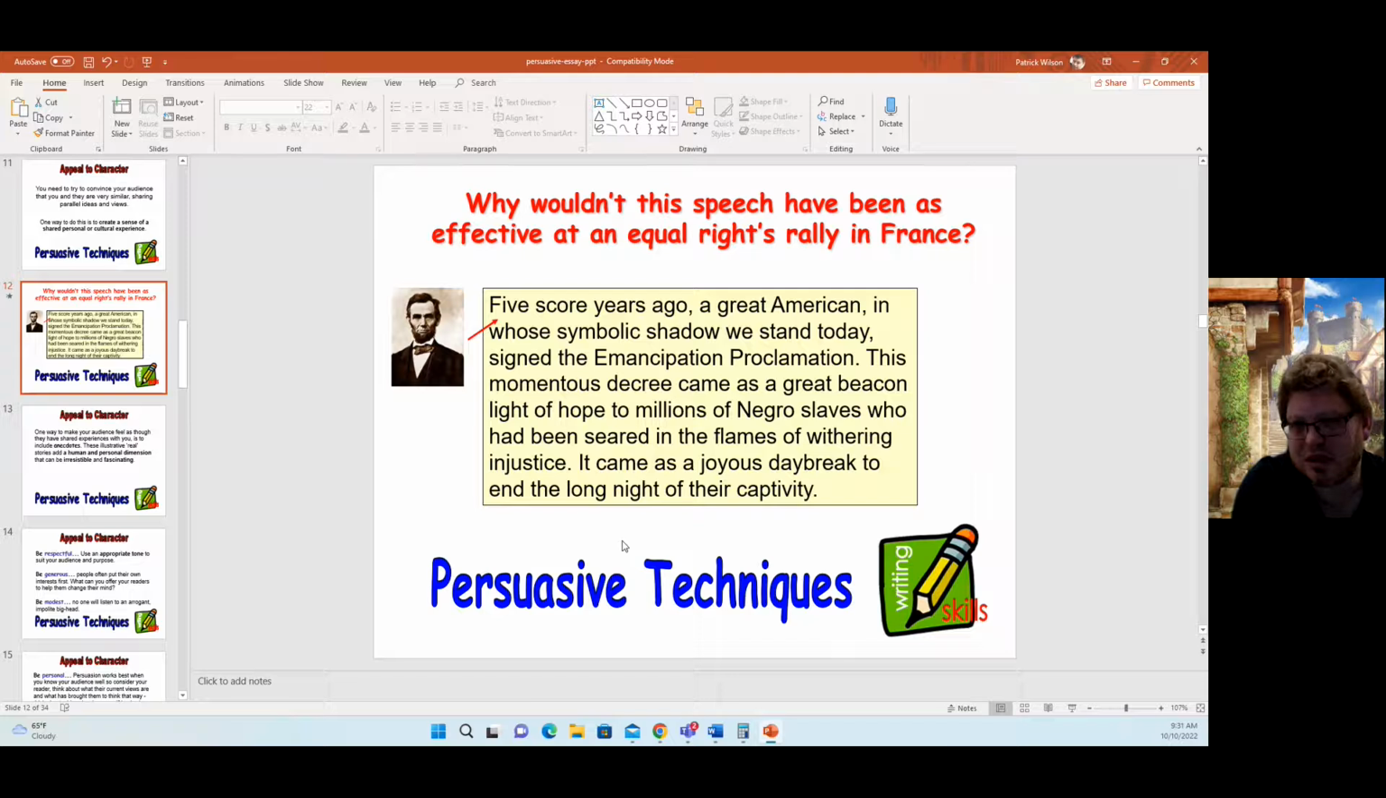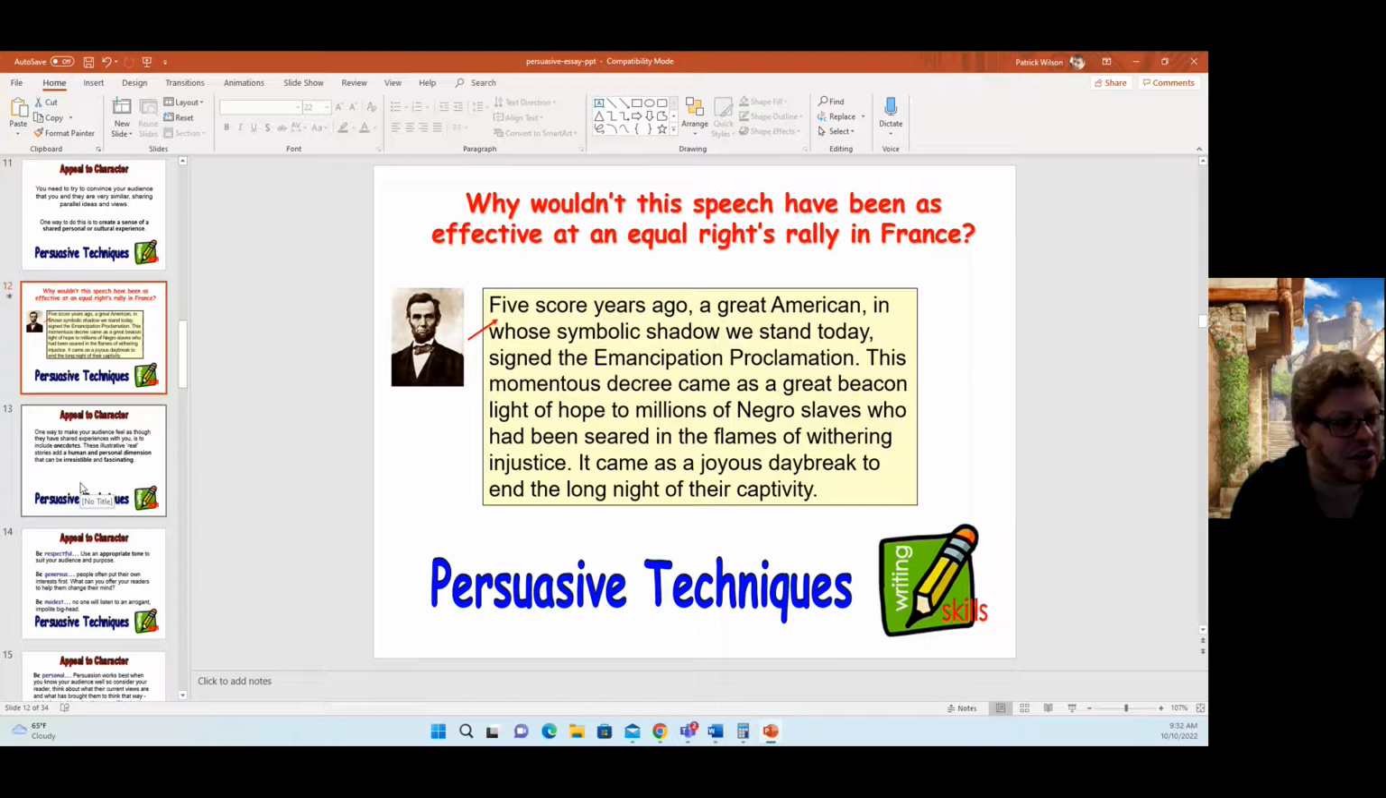Abraham Lincoln, he's wanting to try to help free the slaves here. It wouldn't work so well in France because it wasn't a problem in France. It was a problem in America. So if Lincoln had given this particular speech to a group of French women, men, and children, it wouldn't get the same effect because it was overseas and not directed to the people who needed to hear it, which were the people here at home.